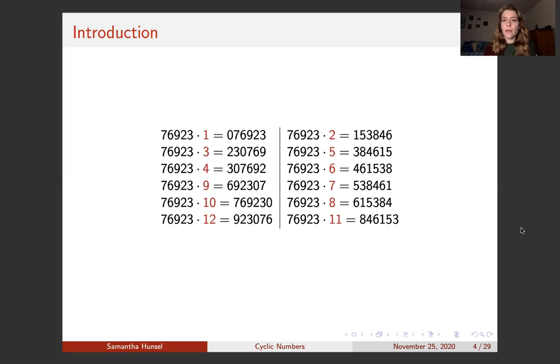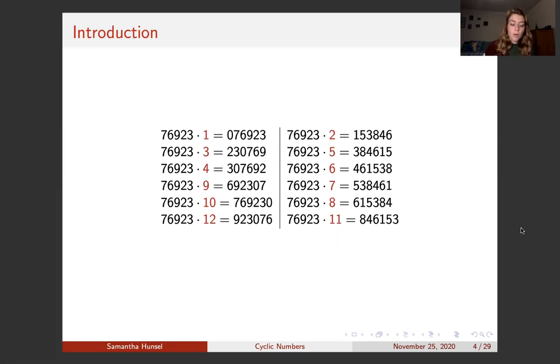If I multiply 76,923 by the numbers 1 through 12, half of them will give me the digits of 0, 7, 6, 9, 2, and 3 permuted, but the other half will give me the digits 1, 5, 3, 8, 4, and 6 permuted, which is very intriguing. We will call the numbers like 142,857 and 76,923 cyclic, where they produce permutations of digits like we've seen here.